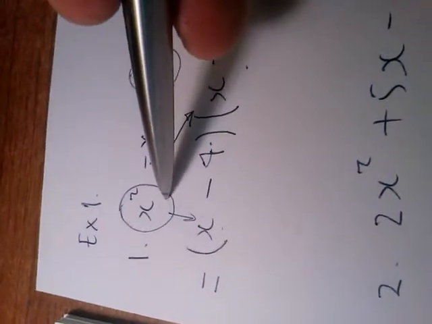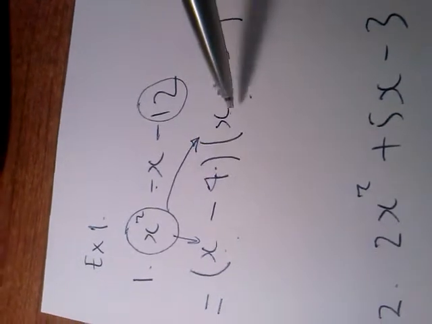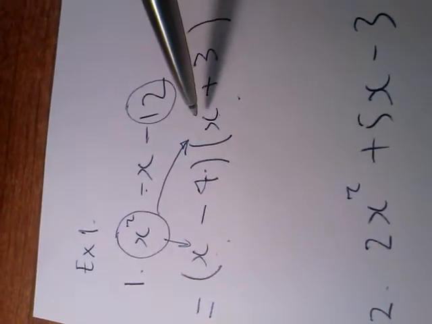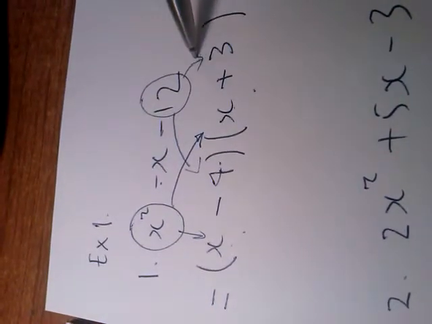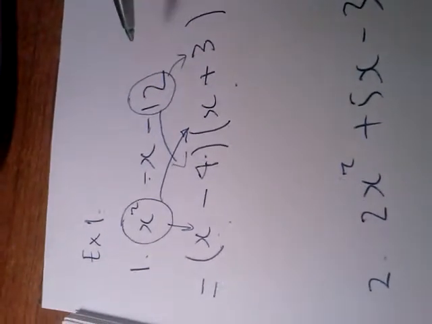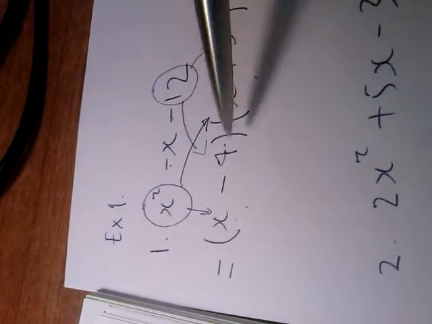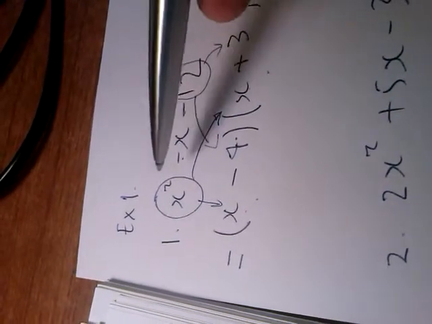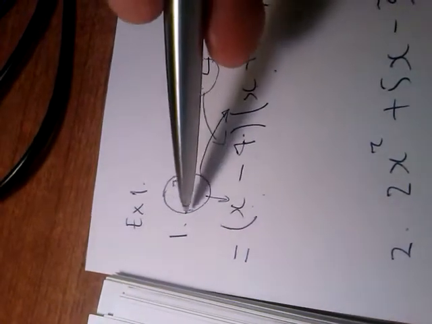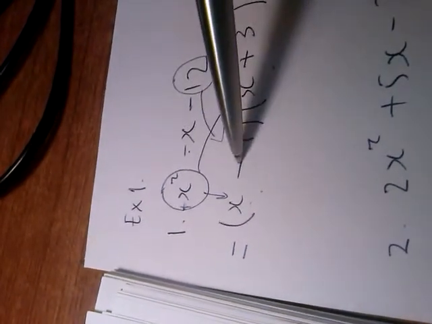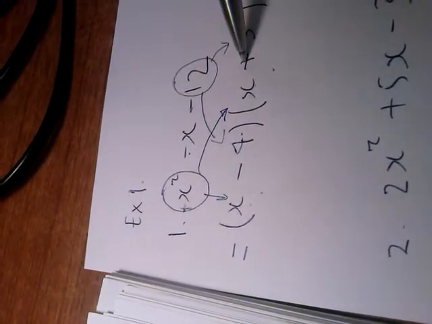x squared minus x minus 12. I factorize x squared, that's x and x. x times x is x squared. Then I factorize 12, which gives me 4 and 3, because 4 times 3 equals 12. Now I need to find the signs in the middle of the brackets. This is an invisible positive. Positive times negative is negative, and this is negative times negative gives you positive.